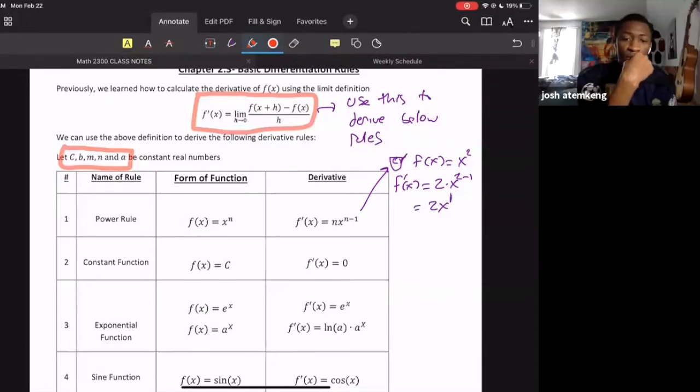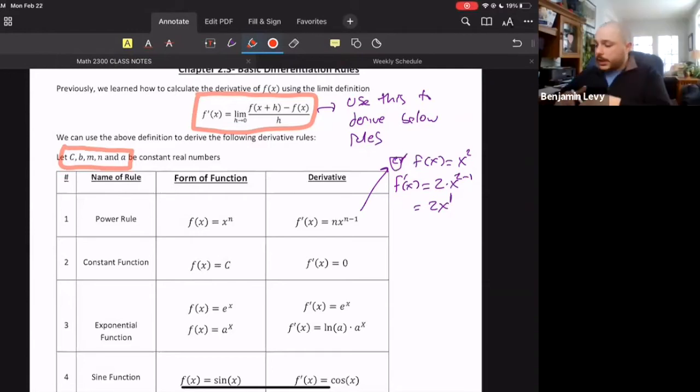I was just going to ask a quick question. On the example we looked at, it was x squared plus 1. Does it matter what the b is, what the plus b is, or minus? Good question. That's actually the second rule here. Let's jump right into that. That's the constant rule.